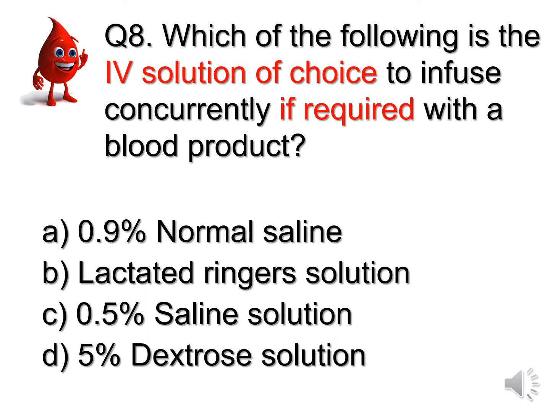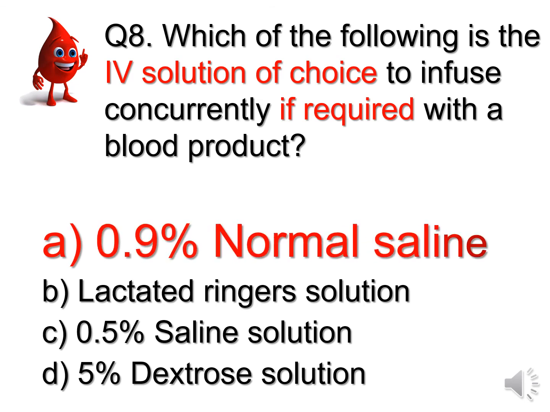And last but not least, which of the following is the IV solution of choice to infuse concurrently, if required, with a blood product? Is it normal saline? Is it lactated Ringer's solution? Is it half normal saline? Or is it 5% dextrose solution? And the correct answer is 0.9% normal saline.